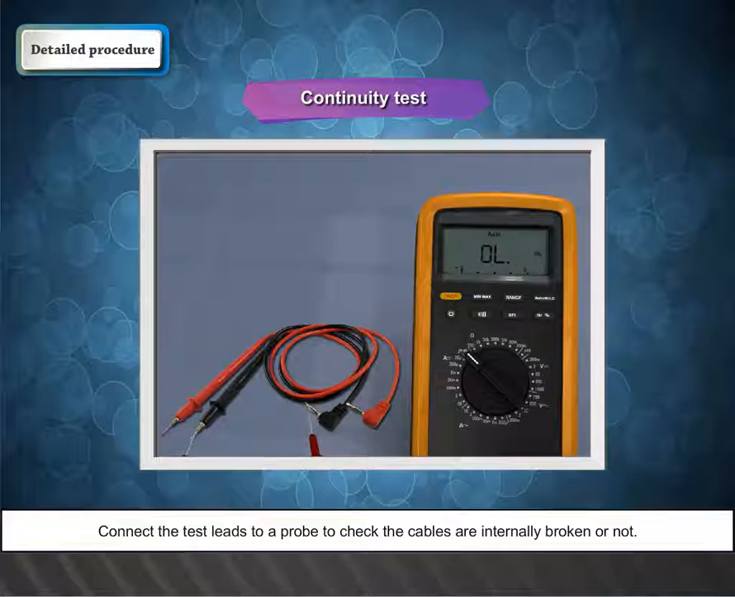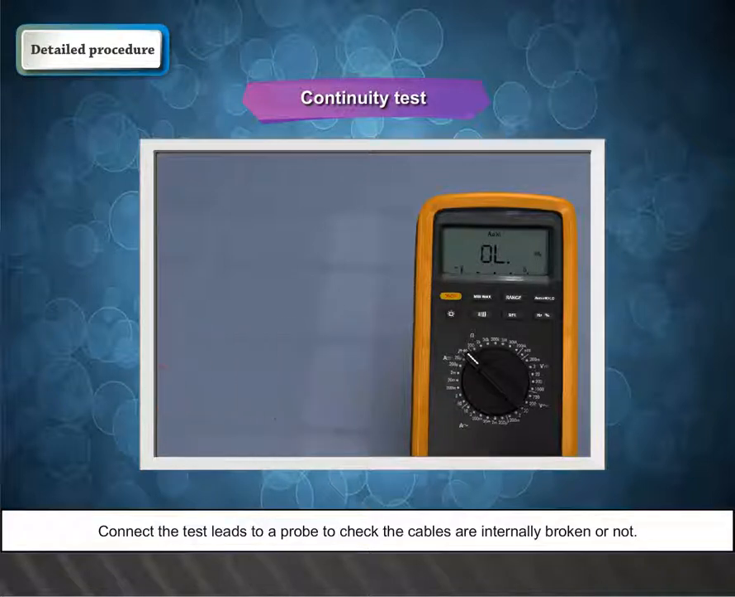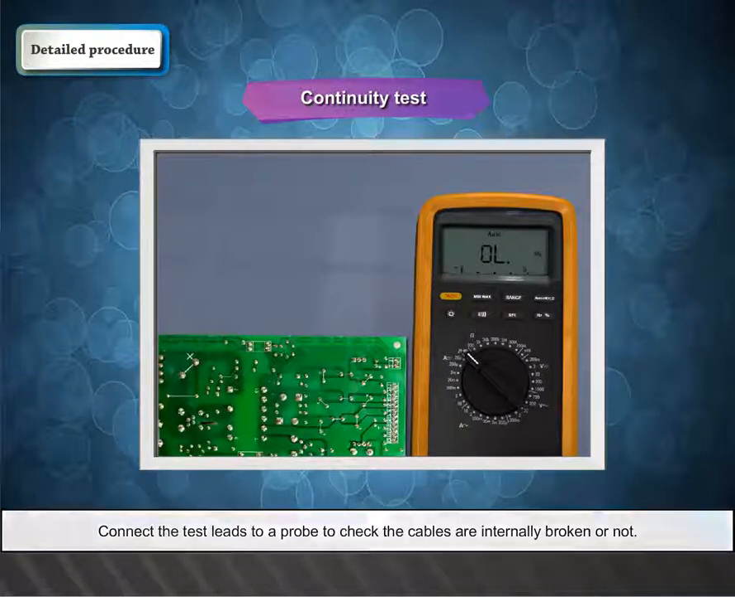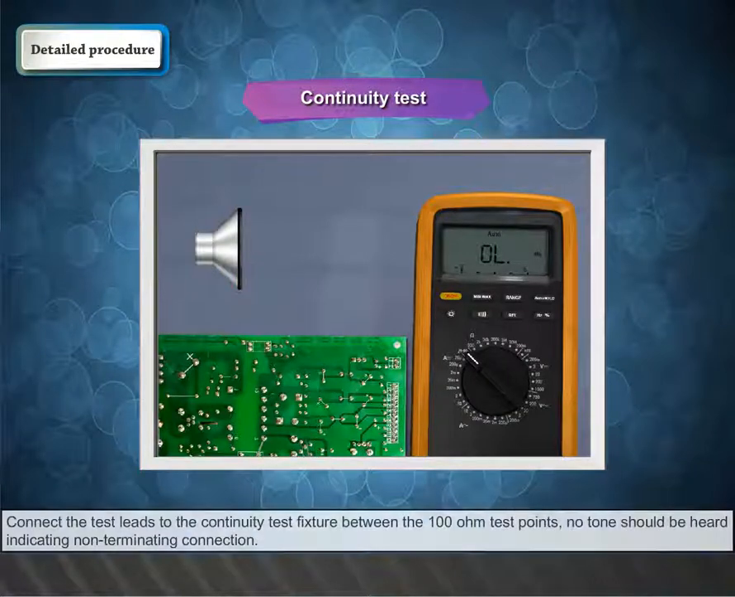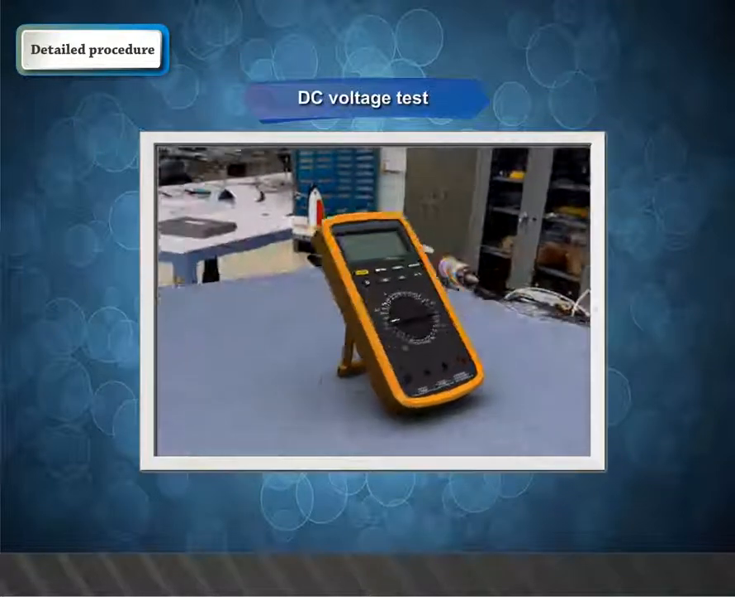Connect the test leads to a probe to check whether the cables are internally broken or not. Connect the test leads to the continuity test fixture between the 50 ohm test points. The test tone should indicate continuity between the test points. Connect the test leads to the continuity test fixture between the 100 ohm test points. No tone should be heard, indicating a non-terminating connection.